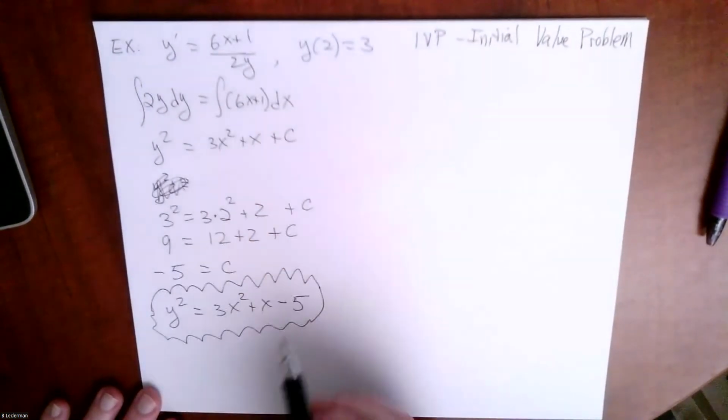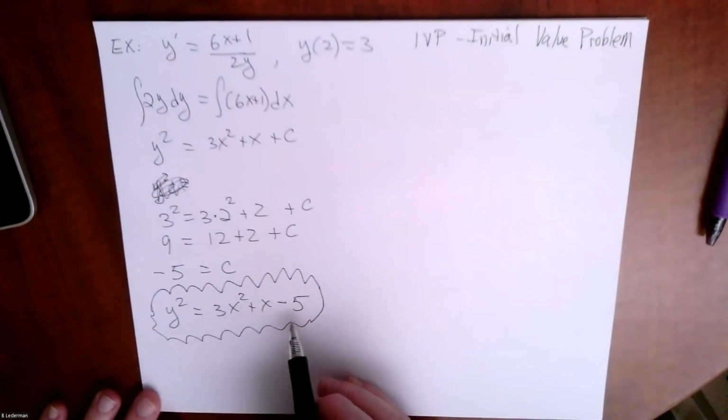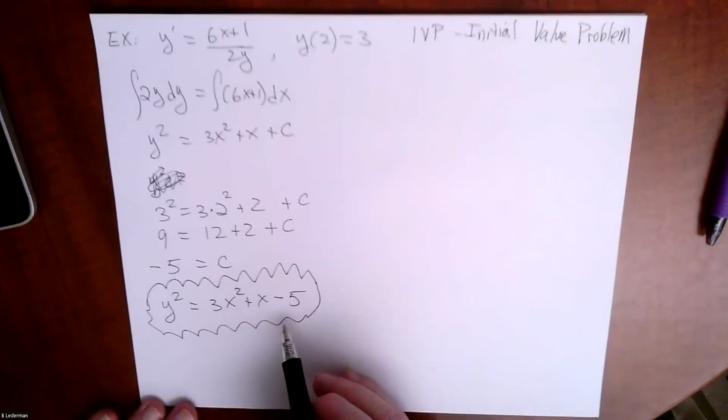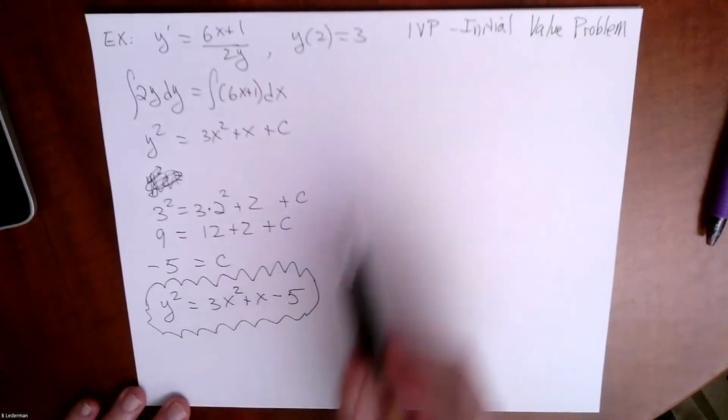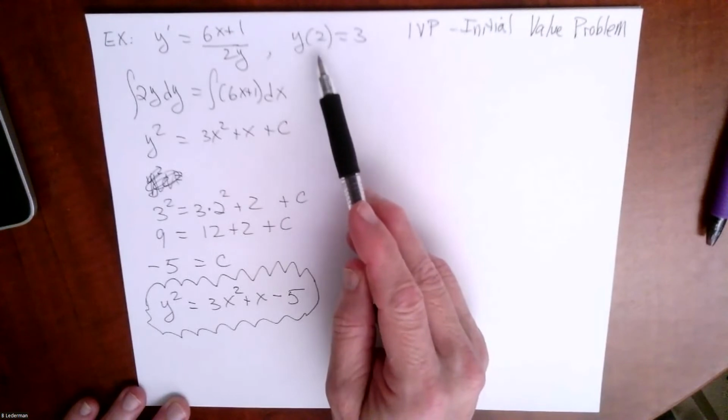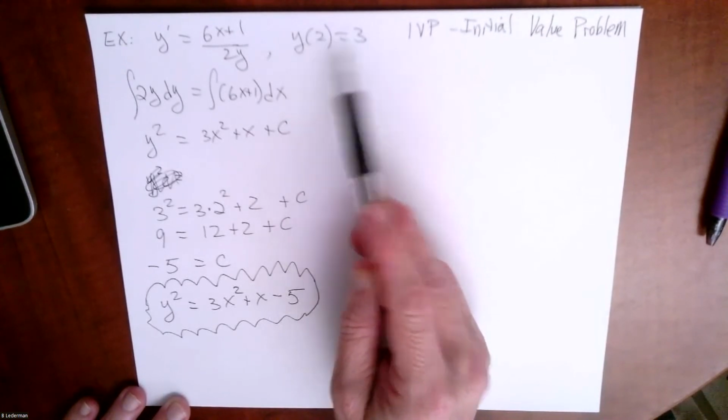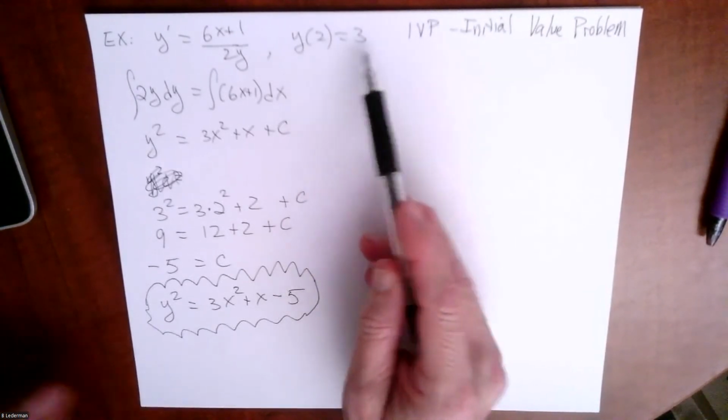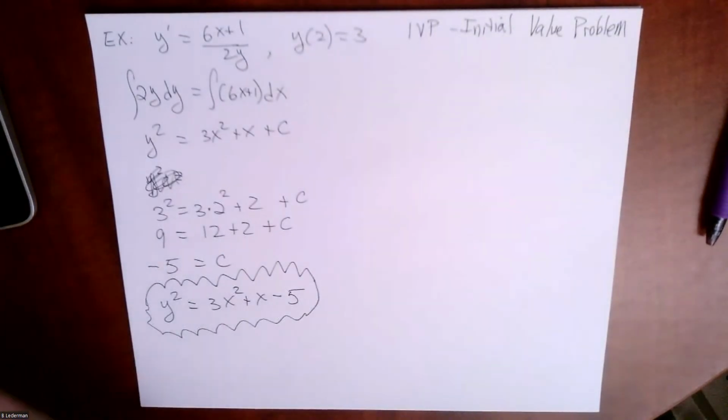In other words, before, when we got a plus c, that was a general case. That gave us what we call a family of functions. Now we have the specific function where y of 2 passes through the point 2 comma 3. So let's go back to Desmos.